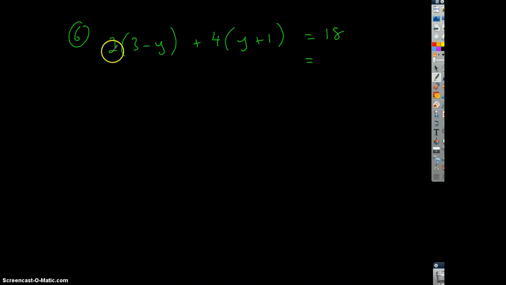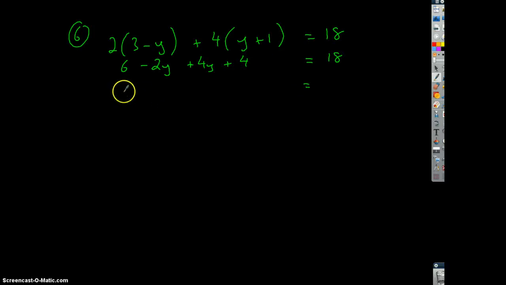Okay, question 6. Question 6. Now if we look at this question here, it just looks awkward because we've got this negative y here. But if we follow the rules that we've been following so far, we should be okay. 2 times 3 is 6. 2 times negative y is negative 2y. Plus 4 times y is 4y. Positive 4 times positive 1 is plus 4 equals 18.